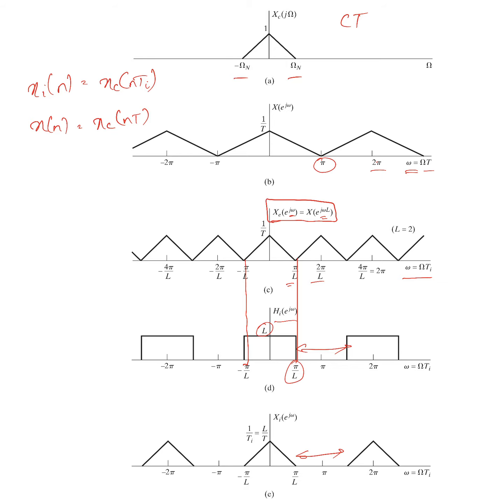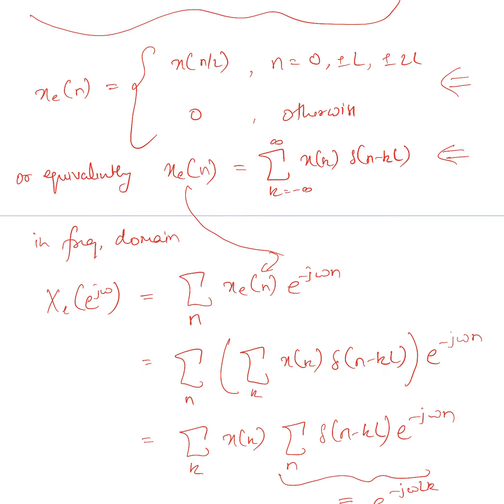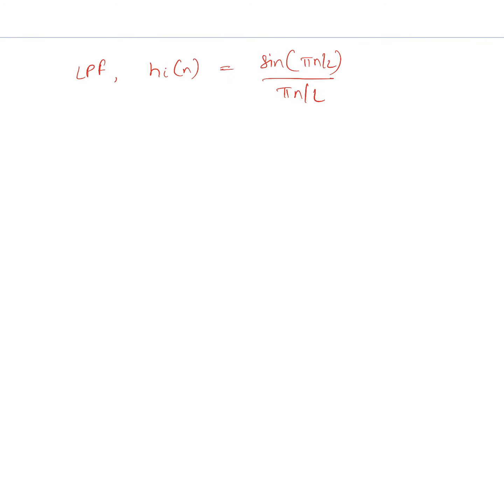So this operation overall we call the interpolator, and let's analyze the low pass filter which we have defined, hi of n as sin of pi n by L over pi n by L. This was the low pass filter we had seen here. Let's call it hi of n, the impulse response of this low pass filter. We had seen earlier that this low pass filter can be described by this sinc function.